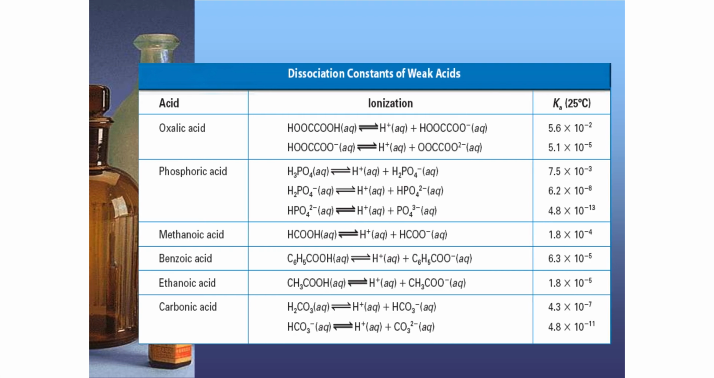Moving forward, let's examine a table of dissociation constants for specific weak acids. For oxalic acid, its first ionization constant, Ka, is 5.6 times 10 to the negative 2. Phosphoric acid has 3 dissociation steps, with Ka values of 7.5 times 10 to the negative 3, 6.2 times 10 to the negative 8, and 4.8 times 10 to the negative 13, respectively. The table also lists values for methanoic acid, benzoic acid, ethanoic acid, and carbonic acid, which you can refer to for further study.